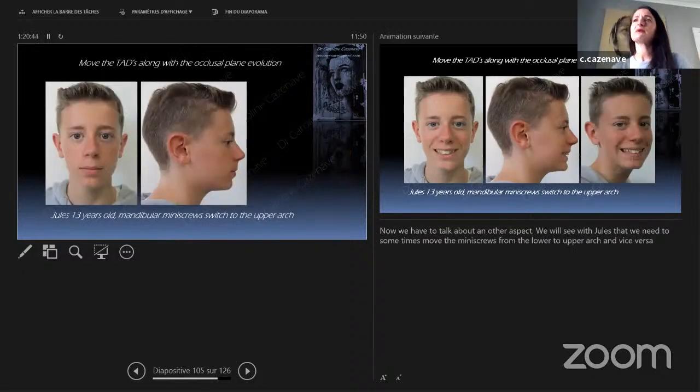So we have to talk about another aspect. We will see with Jules that we need to sometimes move the meniscus from the lower to the upper arch, and vice versa. So we relocate the meniscus.